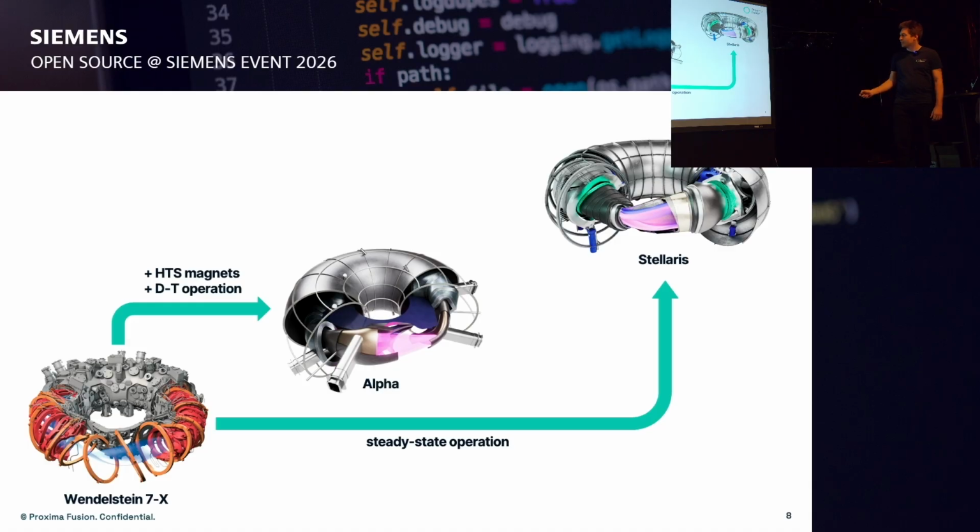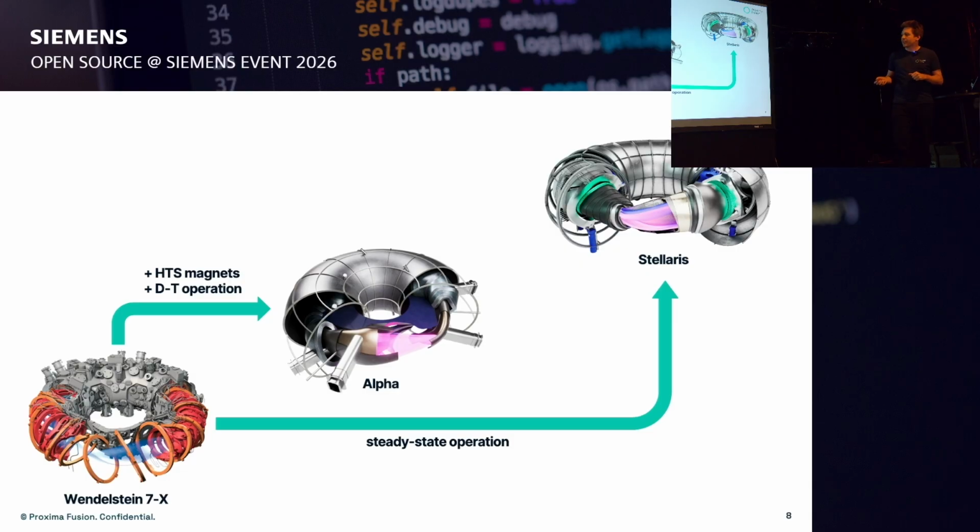And in between we have Alpha. This builds on top of Wendelstein 7X. It's roughly the same size. So this is 16 meters end-to-end. Wendelstein 7X weighs roughly 700 tons. And Alpha is probably going to be weighing 2,000 tons, although also only 16 meters. That's roughly, I think, from here to the end of the room. So it's a big machine, but it's not unthinkably large.